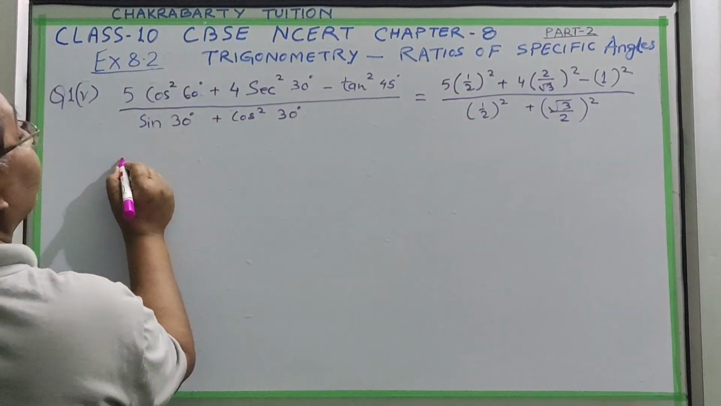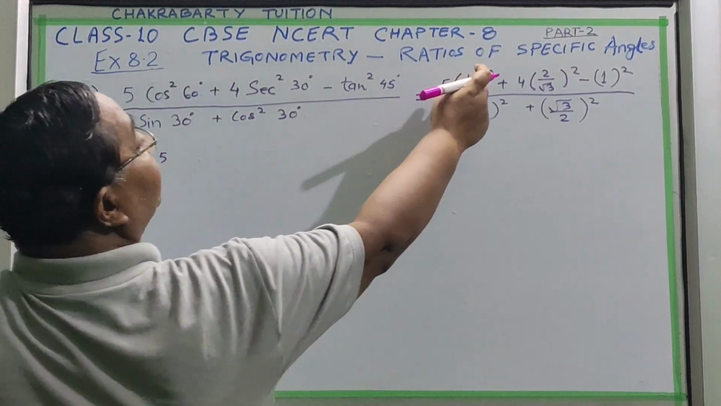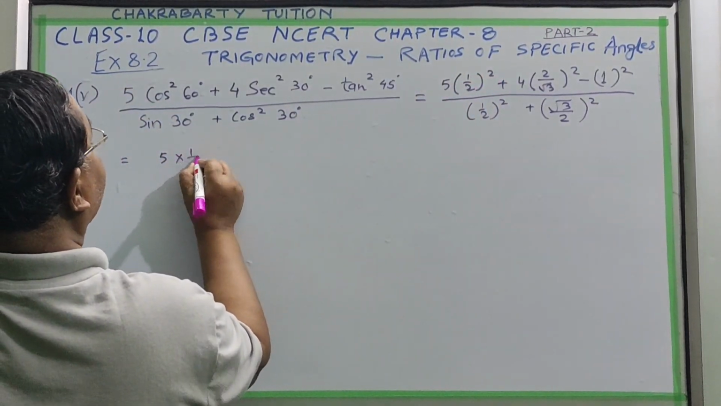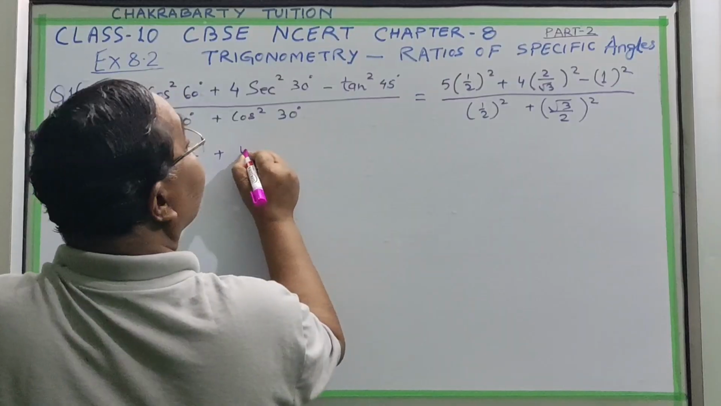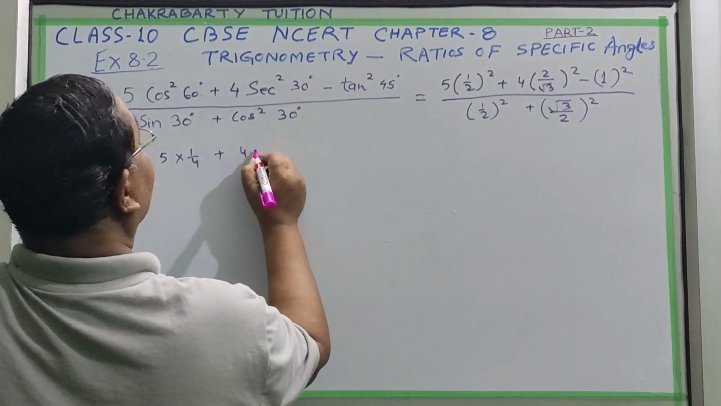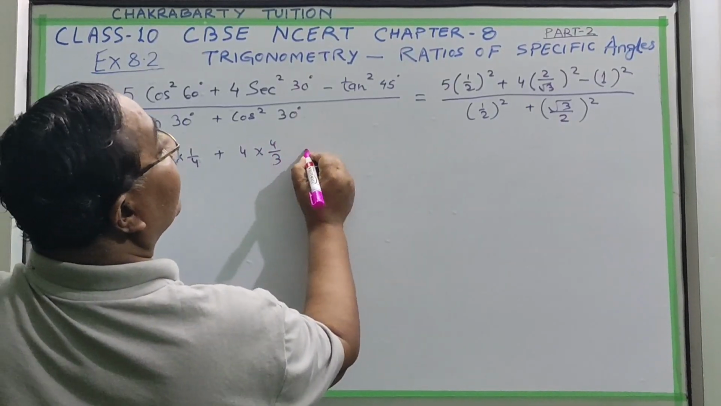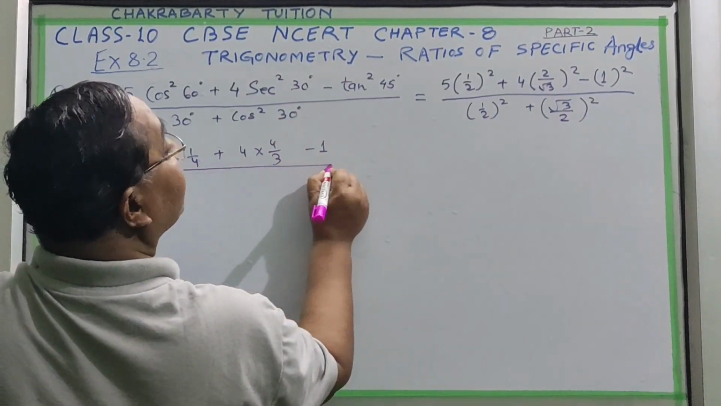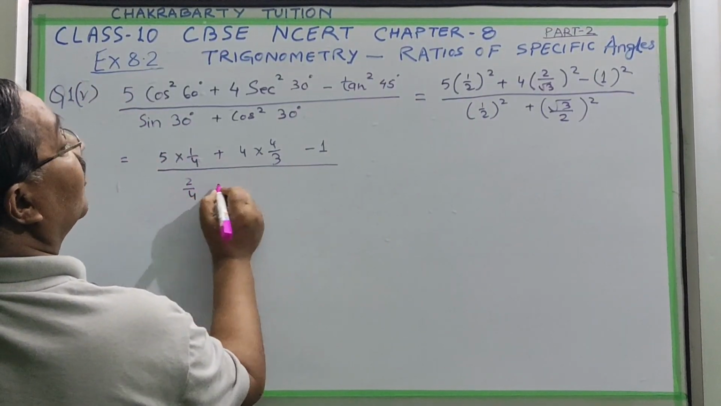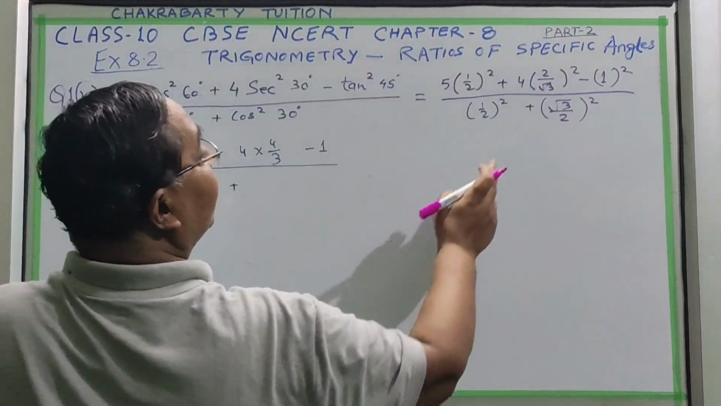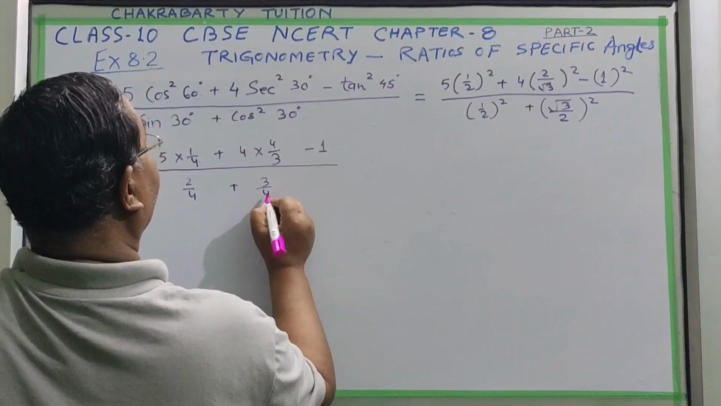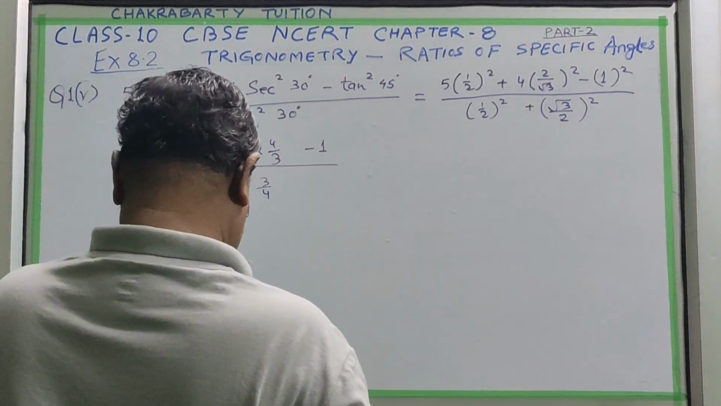Okay, so here we are solving 5, and if you square, it will become 1 by 4, so it will become 4 into 1 by 4 plus 4 into 4 upon 3 minus 1. And here it will become 2 upon 4 plus 3 upon 4 plus 3 upon 4. It will become like this.